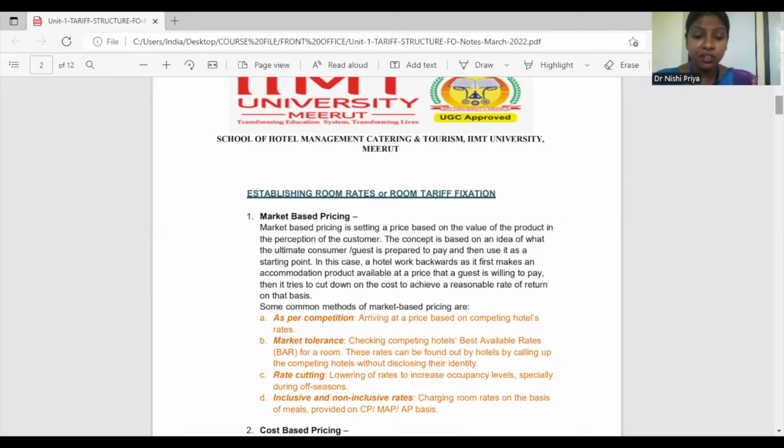Inclusive and non-inclusive rates: charging room rates on the basis of meals provided, on CP, continental plan, modified American plan, American plan.